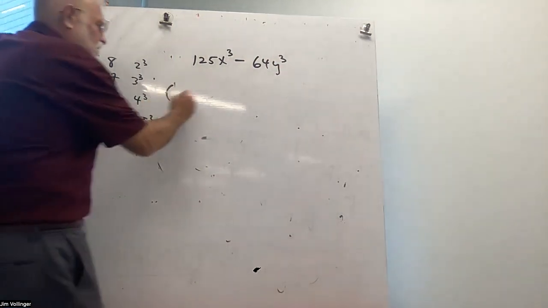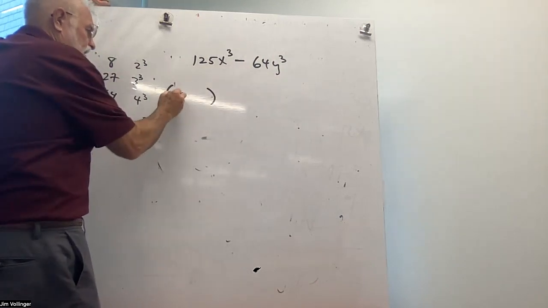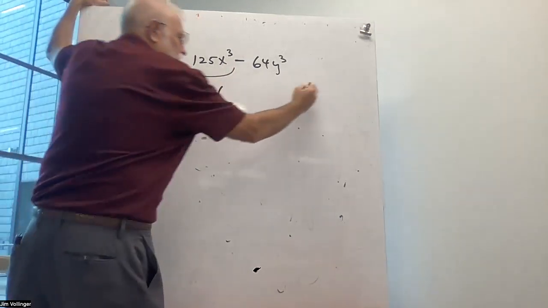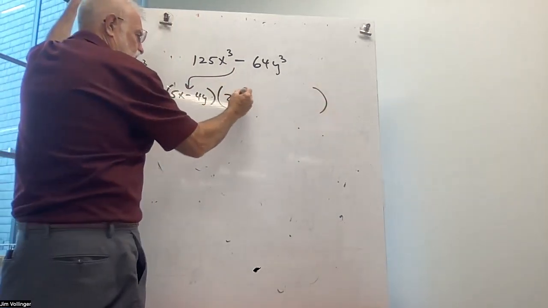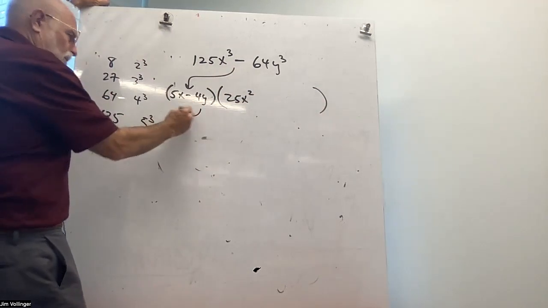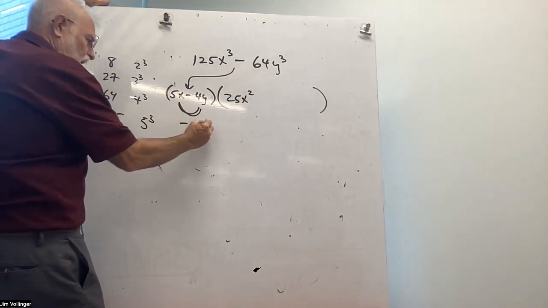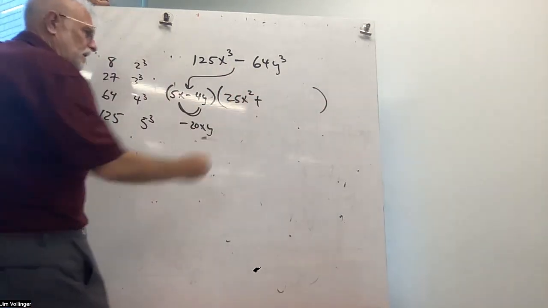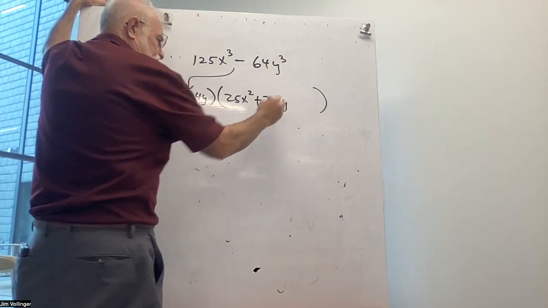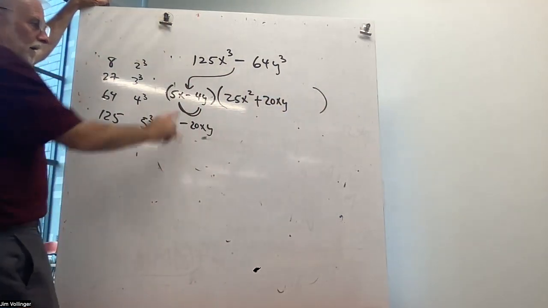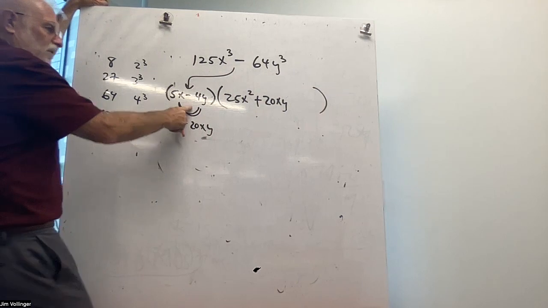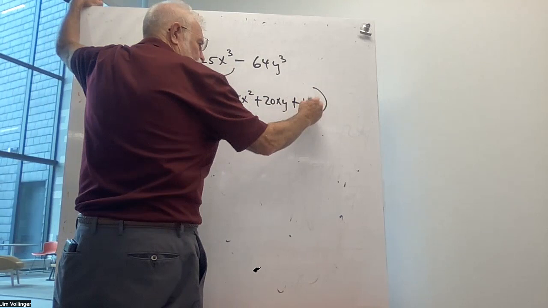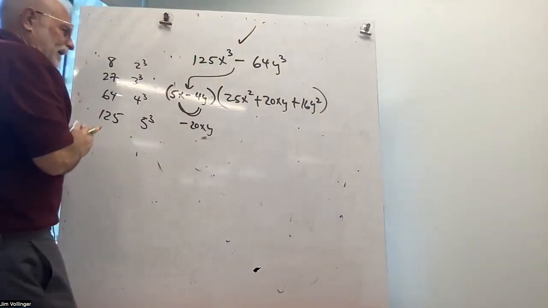I want the cube roots, which is 5x minus 4y in this case, because it's a subtraction. I'm going to square the first term, that's 25x squared. I'm going to look at the product, which is minus 20xy. I'm going to change the sign because I need cancellation. That'll probably take you a couple of practices to get it wrong before you get it right. And I'm going to square the last term. And when you square a term, you always get a positive: 16y squared.